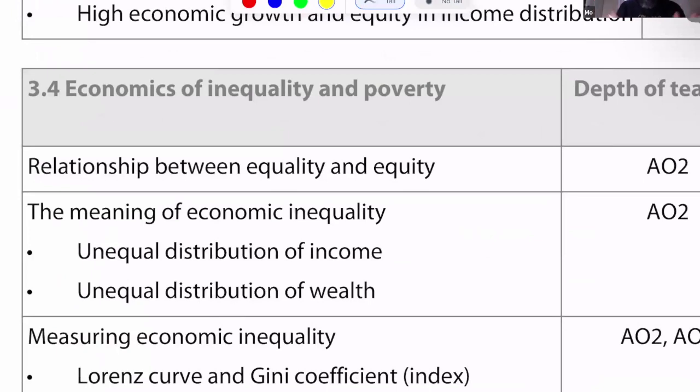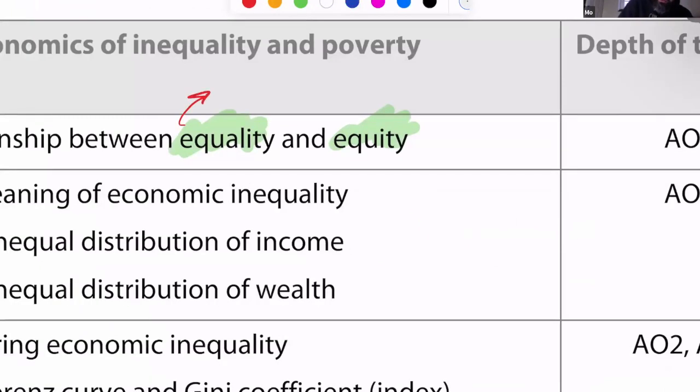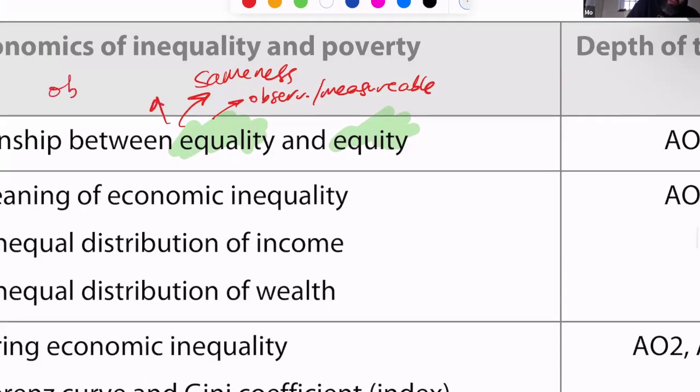Economics of inequality and poverty. First, we need to talk about the difference between equality and equity. Equality is focused on sameness. That means it is observable and measurable. You can measure and observe equality because it is objective. We can measure and observe equality because basically you look at, are people the same?